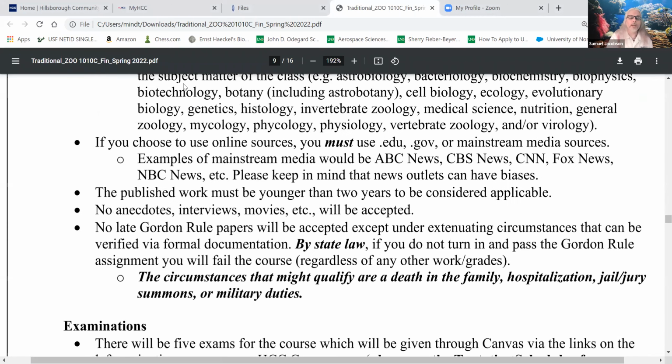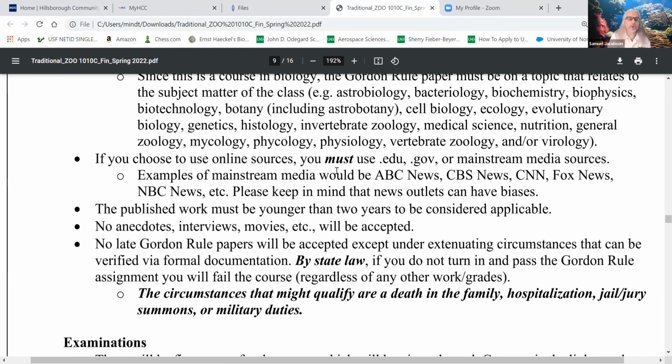Now, if you choose online resources, you must use a .edu, .gov, or mainstream media. Now I got to ask, what does that mean, mainstream media? Okay, ABC, CBS, CNN, Fox News, NBC, those kind of things. Now, I did remind students of this. Remember, most news sources have biases. So be aware of that. They may not be entirely as accurate or honest as they should be. For example, CNN tends to lean left, but not always. I've seen papers on CNN that lean right. Fox News tends to lean right, but not always. I've seen some articles in Fox that lean left. So again, kind of keep that in mind. There are biases that are out there.